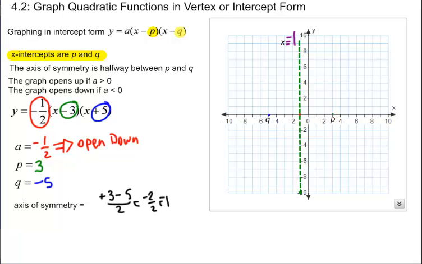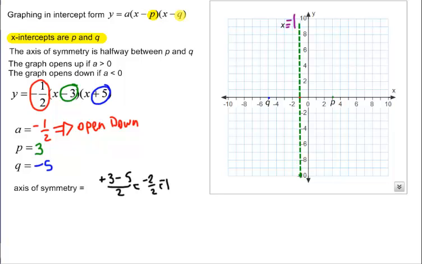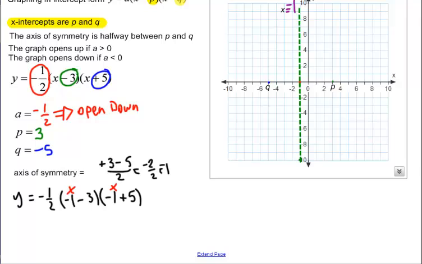Well, now we just need to find the y coordinate for my vertex. If I've got a vertex here, and it's got to be somewhere on this dotted green line, if I've got a vertex, I've got my graph. And notice right here, I've got an equation. Y equals negative 1/2 times x. Well, what do I want my x to be? Negative 1 minus 3 times negative 1 plus 5. Notice this is my x coordinate in both places. And so now we can just work this math out. It's going to be not too painful.